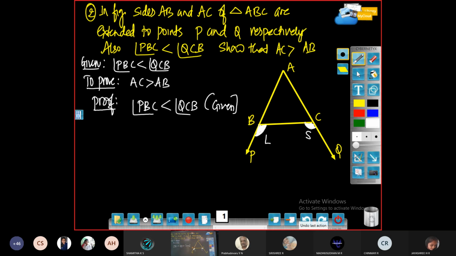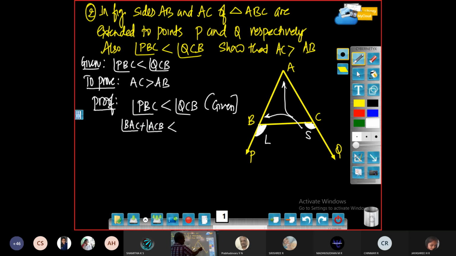Okay. So now in place of PBC I will write angle BAC plus angle ACB. And the less than symbol you write as it is. In place of QCB, come on, tell me what you can write. Sir, angle A plus angle B. Okay. So this angle should be equal to the sum of these two angles.